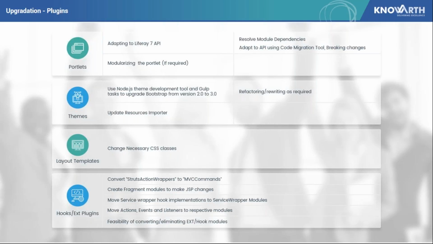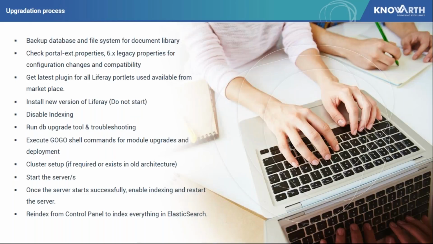Then we check for the legacy properties. 6.x has some legacy properties which may not be compatible with DXP. So we check that, and we check your existing portal-ext.properties for any properties that you have overridden. Right? So we check those. We get the latest plugin for all the Liferay portlets. For example, let's say you are using Callio portlet for workflow. So we make sure to get the latest DXP-based portlet for the same, and then use it for deployment.